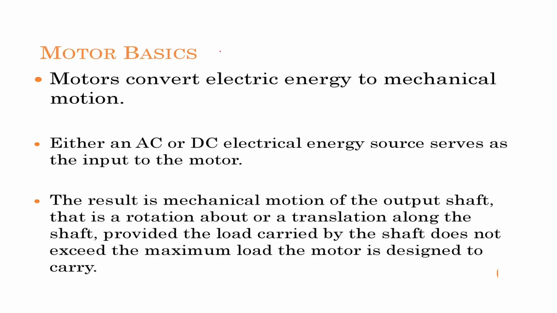Either an AC or DC electrical source can be the input to the motor. The result is mechanical motion of the output shaft, that is a rotation about or a translation along the shaft, provided the load carried by the shaft does not exceed the maximum load that the motor is designed to carry. So these are the main basic points: it is a device which converts electrical energy into mechanical energy, it can work on AC or DC electrical energy as it is designed, and it can give a rotational motion at the output.